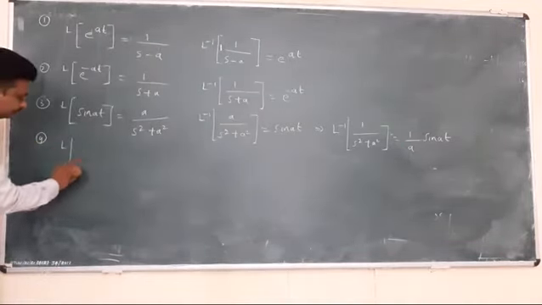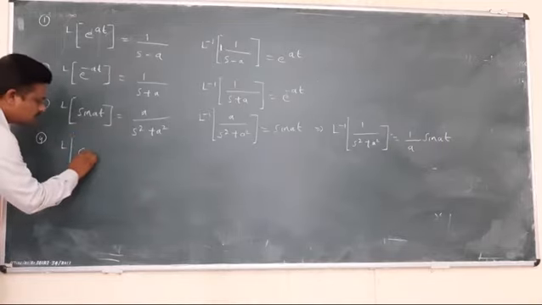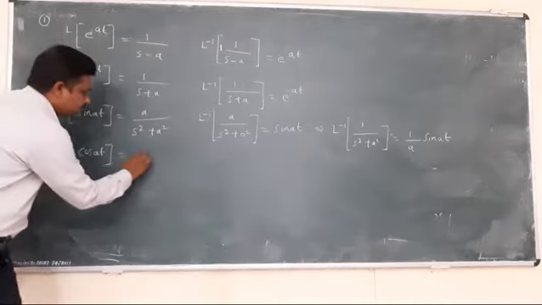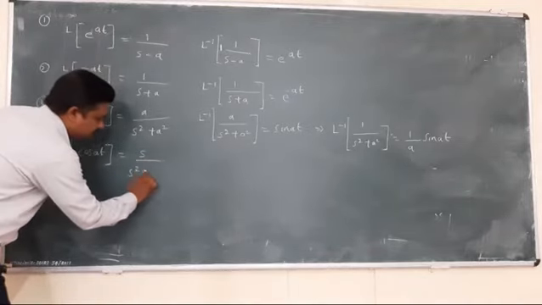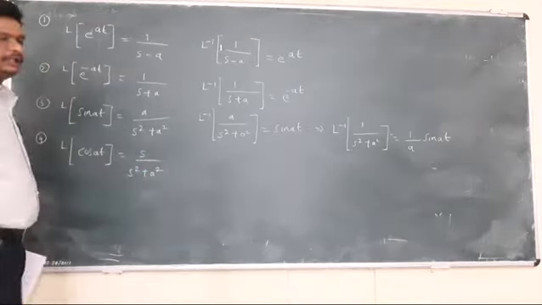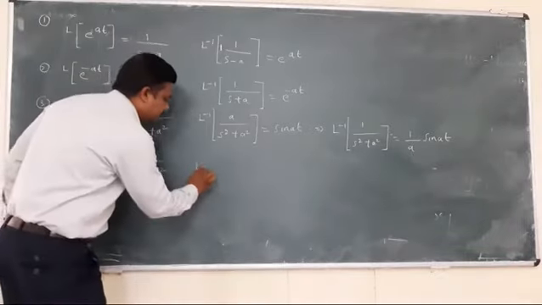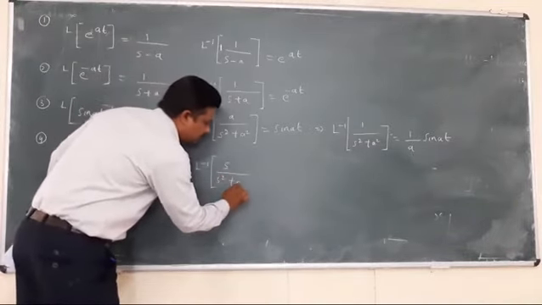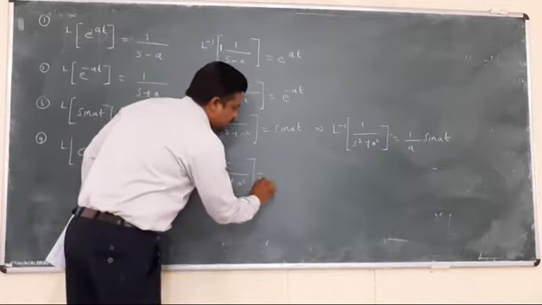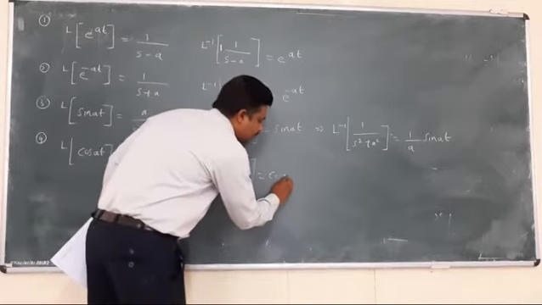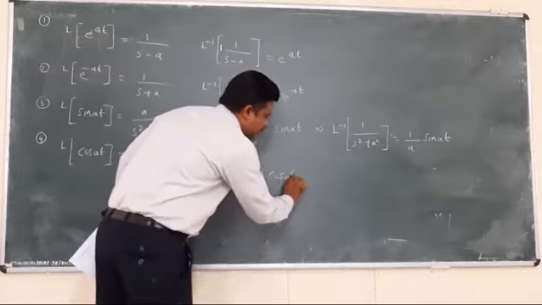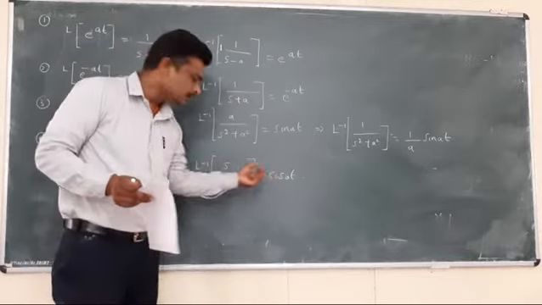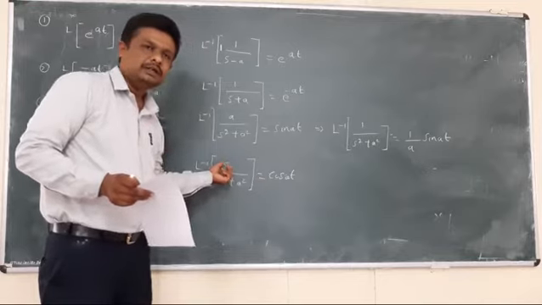Next one: Laplace of cos at is equal to s upon s square plus a square. Therefore L inverse of s upon s square plus a square is equal to cos at. Here you cannot transfer this s to the RHS as it is a parameter.